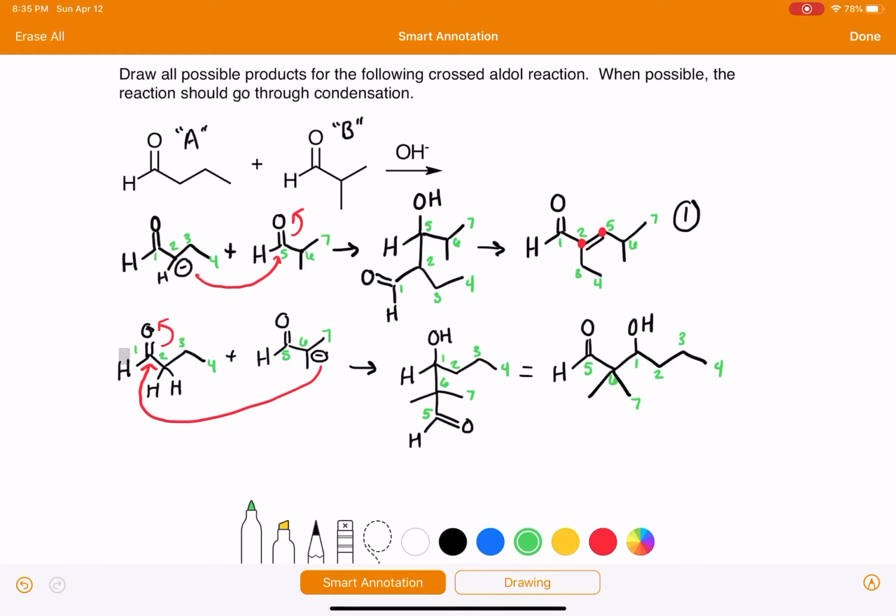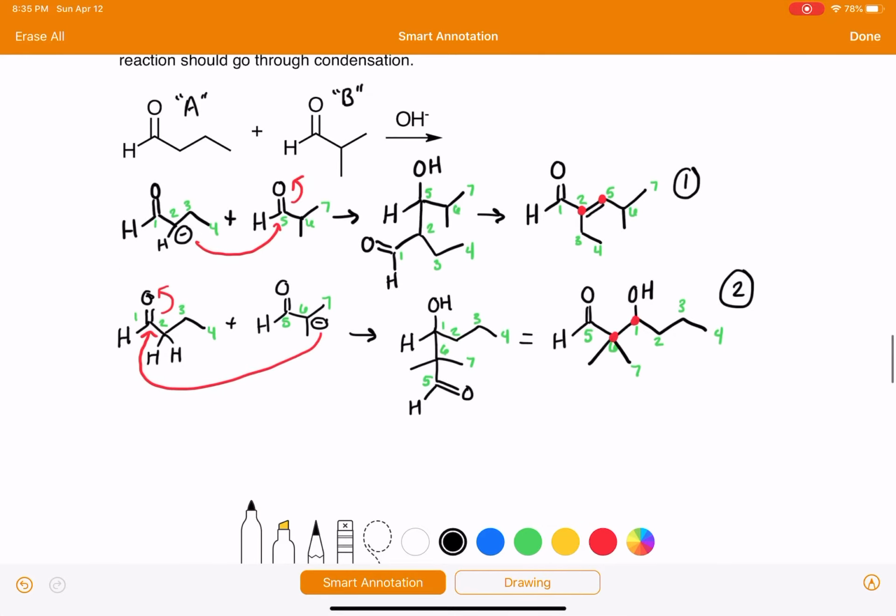So there it is. Can we do condensation on this guy? First we have to find our OH carbon as well as our alpha carbon. In order to do condensation, we need to have an alpha hydrogen on carbon number 6, and there is not one there. We cannot do any further reaction on this guy, so that's our product number 2. And so let's continue on.